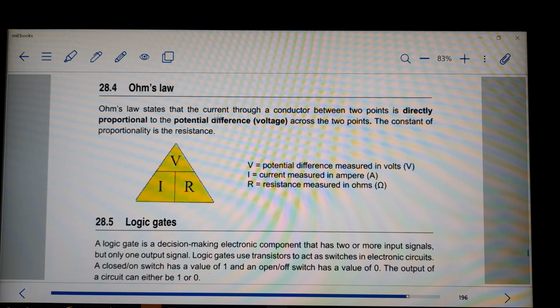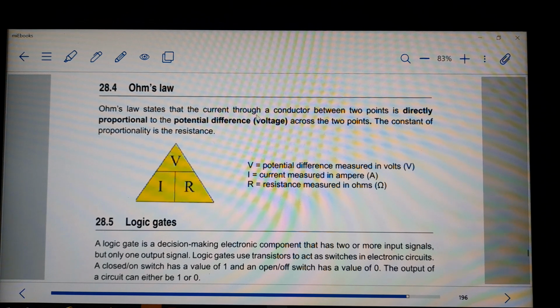Ohm's law states that the current through a conductor between 2 points is directly proportional to the potential difference, which is the voltage across the 2 points. The constant of proportionality is the resistance. Okay, so you have to know this law as it says.